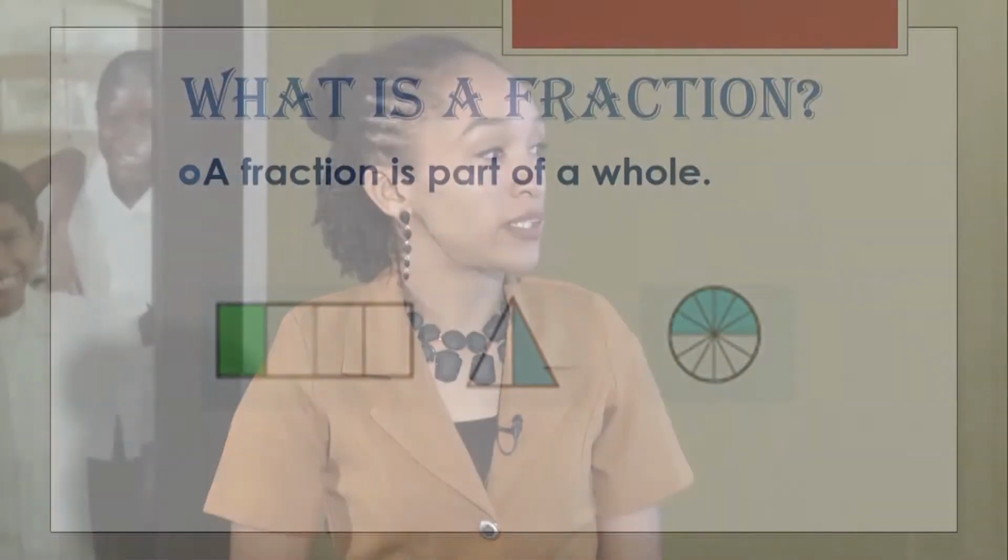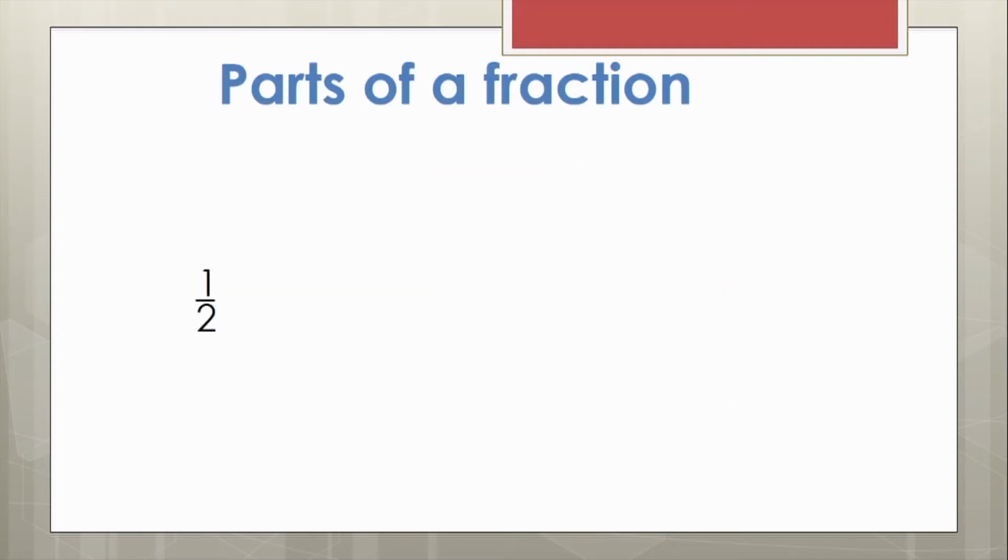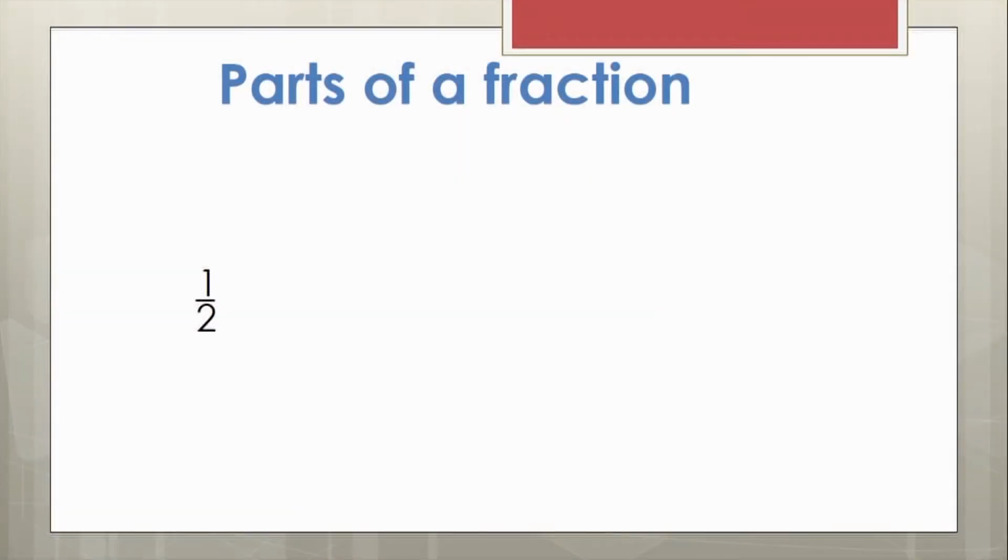What will the denominator be? 2. What will the numerator be? 1. 1/2. And the last one will be 6 out of 12 equal parts. 6/12. So let's look at the parts of a fraction. So this is a representation of the fraction you saw this morning with the pizza. So we have 1/2. Each of us got 1/2.